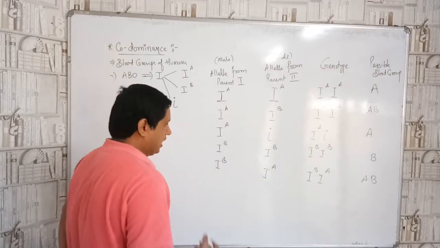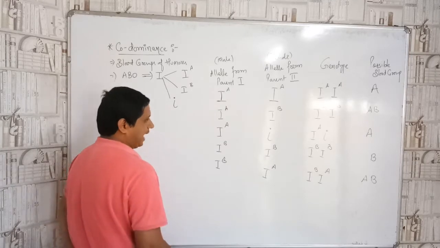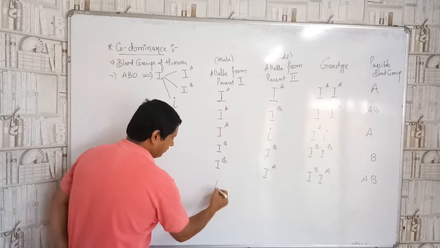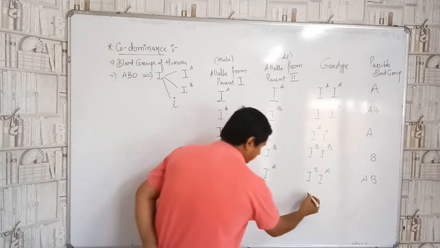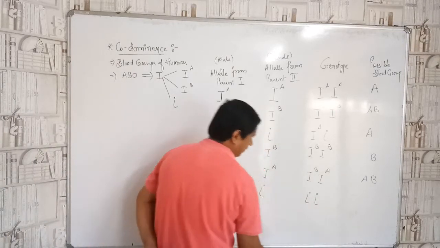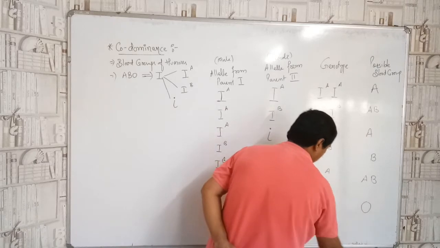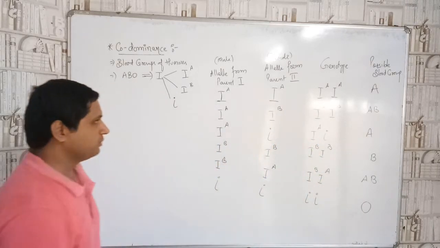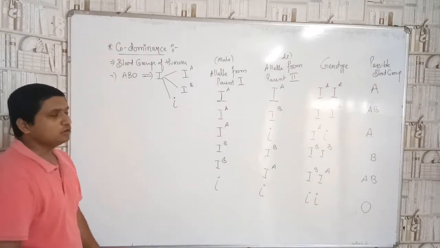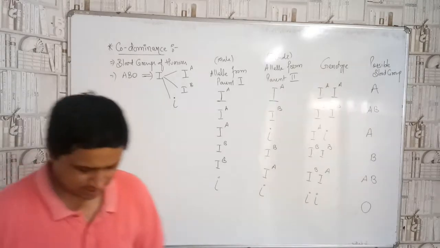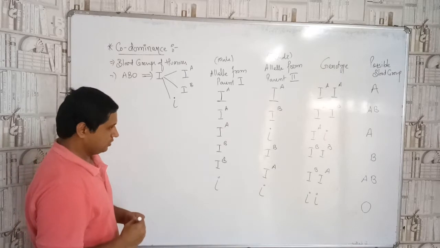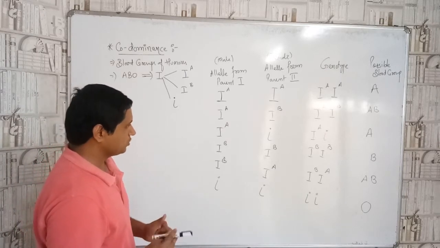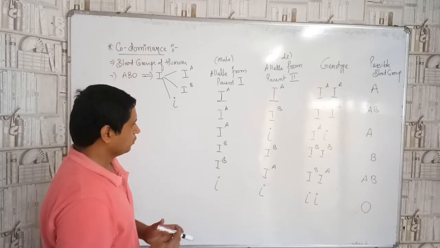And okay, in both the cases, if the parent is, we can say, ii, what will happen? It will be ii. So the parent will be O, or the possible blood group of that child will be what, children? O. So this is how we can come to know, children. Okay, understood? Any doubt over here, children? Okay, so this is how it expresses.